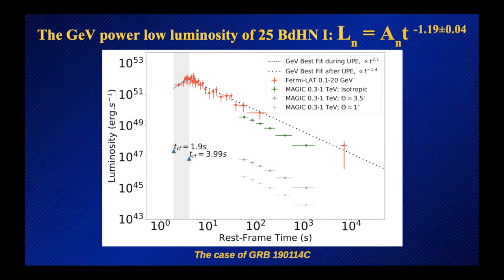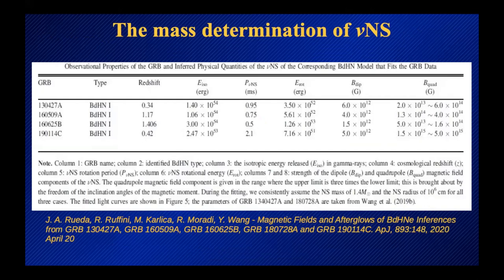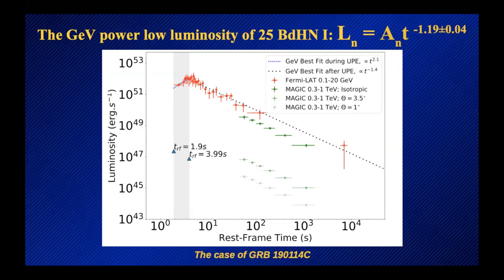The third result, which I am presenting here, has to do with GRB 190114C, which is unique in that sense, because it emits not only in the GeV, but also in the TeV. And also in this case, the GeV emission follows a power law with the luminosity when measured in the rest frame of the source. The luminosity in GeV follows a law which is t to the minus 1.9. Therefore, what is the situation?